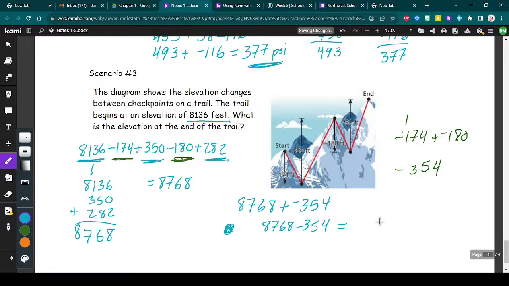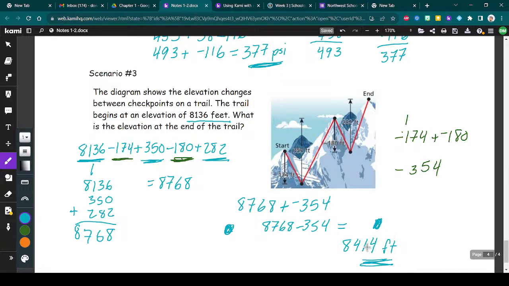8 minus 4 is 4. 6 minus 5 is 1. And 7 minus 3 is 4. And we have 8,414 feet as the elevation at the end of the trail.